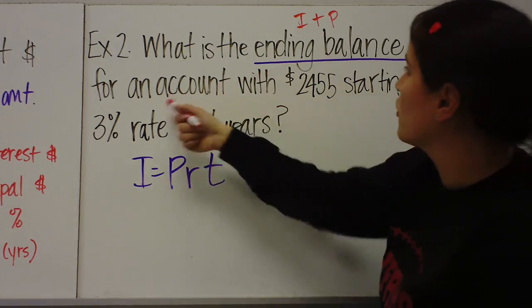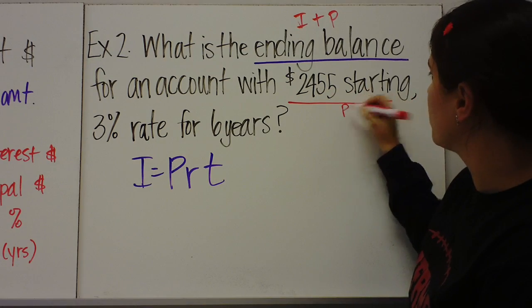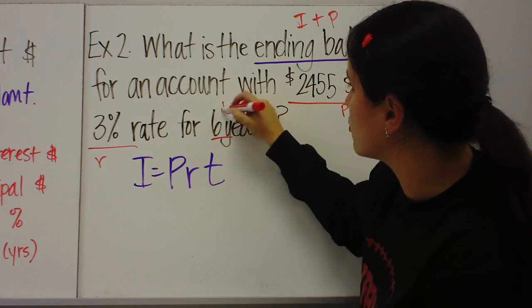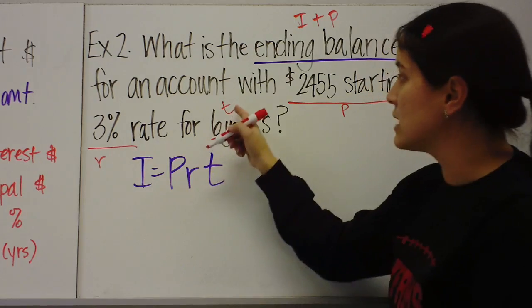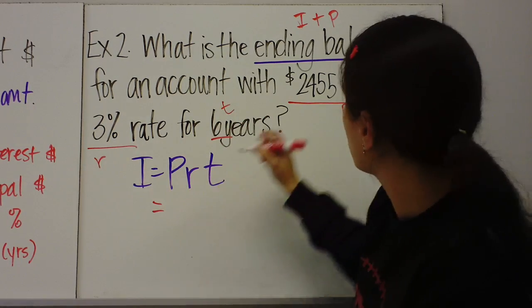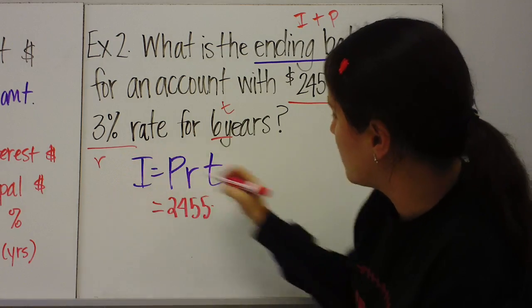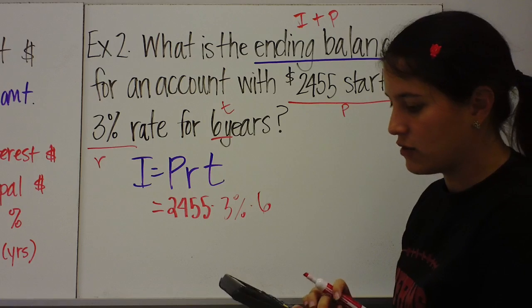What is the ending balance for an account with $2,450 starting, so that's your P, 3%, that's your R, for 6 years, that's your T. So we have our P, our R, our T. We type it into our formula, 2450 times 3% times 6. Everybody type that in.